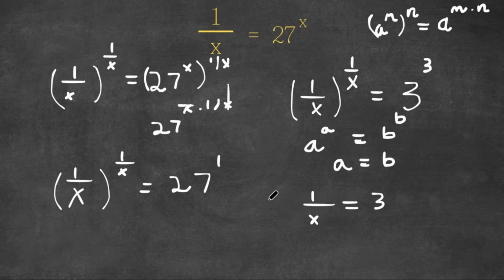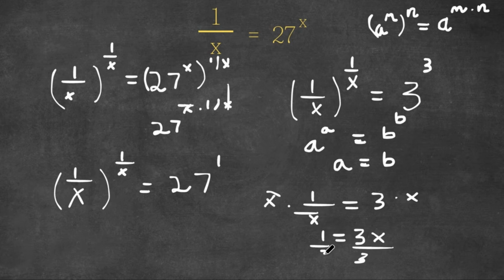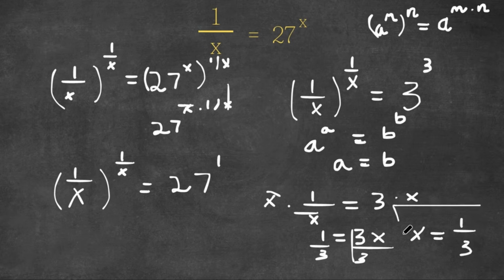Now, if I multiply both sides by x, these two cancel out, and I get 1 is equal to 3x. Now if I divide both sides by 3, these two cancel out, and I get x is equal to 1 over 3. So this is our answer.